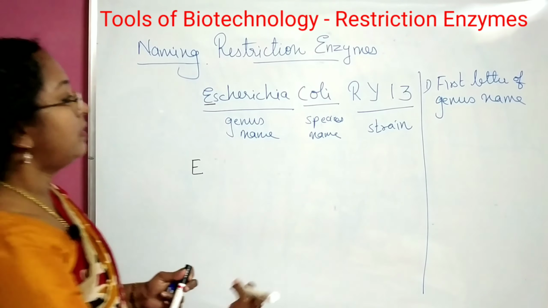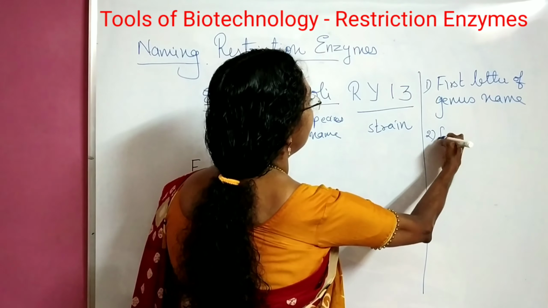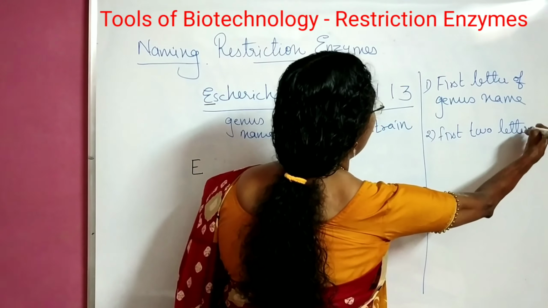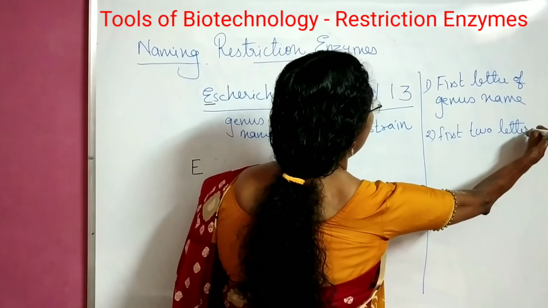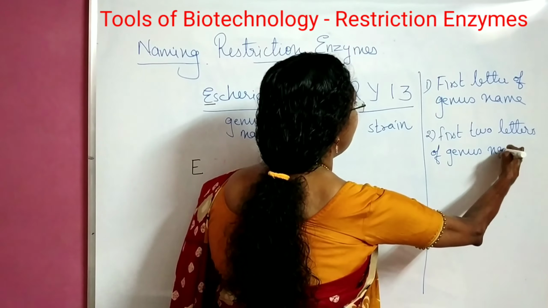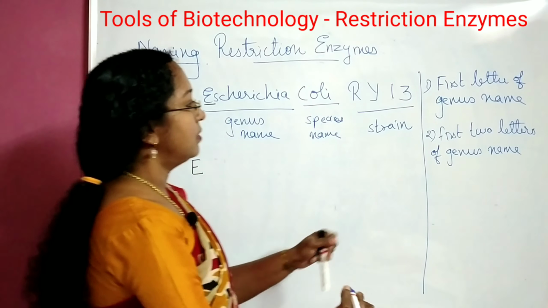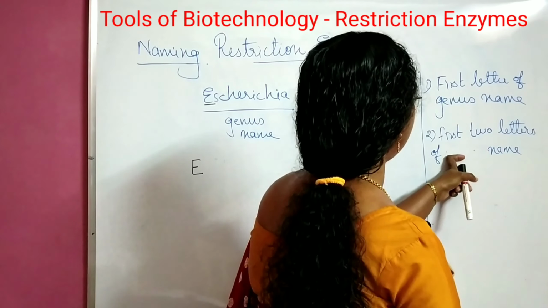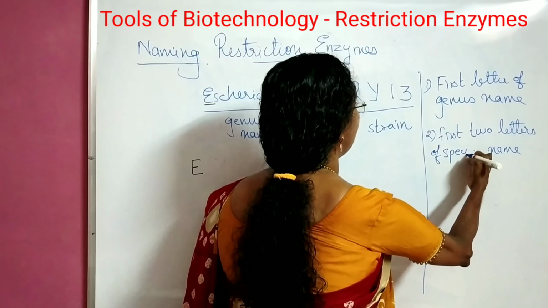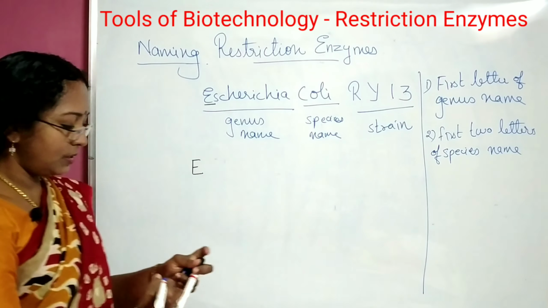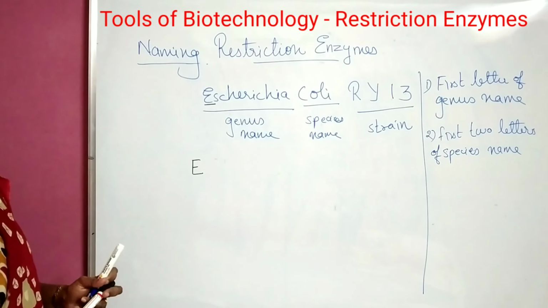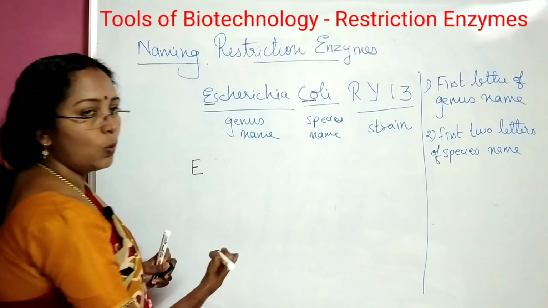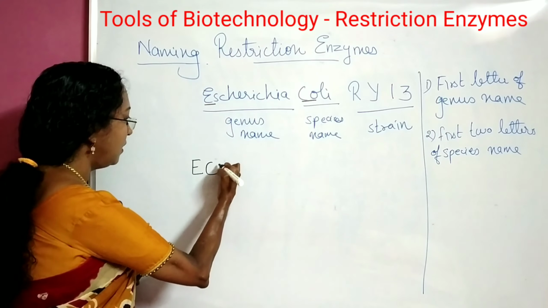Next I'll take the first two letters of the species name. Sorry, not genus name, species name. The first two letters of species name. Now which is the species name? coli, and its first two letters are C and O. So I am writing here C and O.